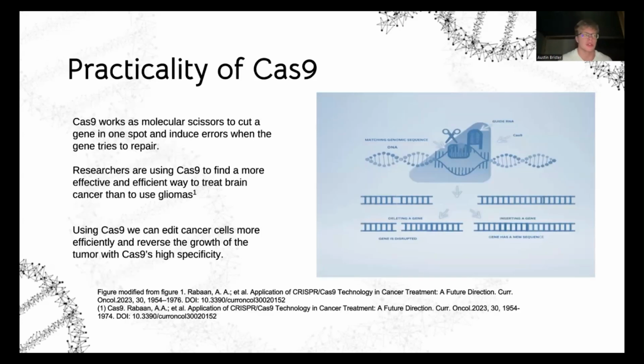Okay, so the practicality of Cas9. What is it being used for and what is the efficiency in current cancers? Right now, researchers are looking at how it is more effective and efficient to treat brain cancer than to just use regular gliomas. Right now, it is the most efficient gene knockdown therapy, more efficient than shRNA, and it is also delivered by AAV. It's better to use because of its high specificity in the gene.